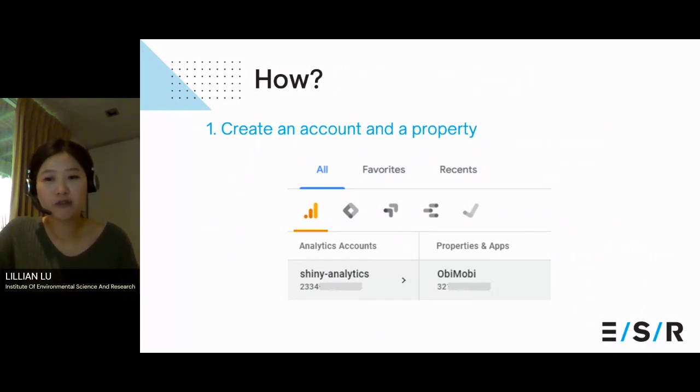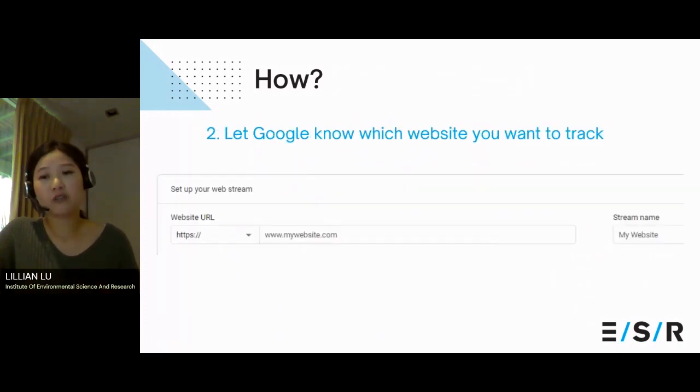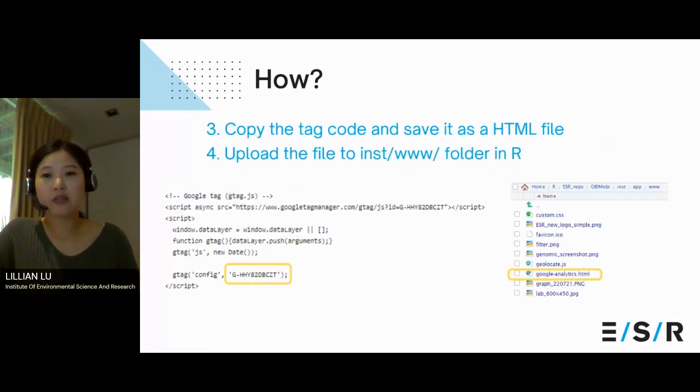First, you need to create a Google Analytics account and a property. Each property is one website or dashboard that you want to check, and you can have many under one account. Then you can let Google know which website you want to track, so copy and paste the website URL, super easy. Then you will get a set of JavaScript code that's generated specifically for this property. You don't even need to know JavaScript. All you need to do is copy and paste the whole thing, save it as an HTML file, and upload it to where you normally put external files. For our Shiny app, it would be the www folder.